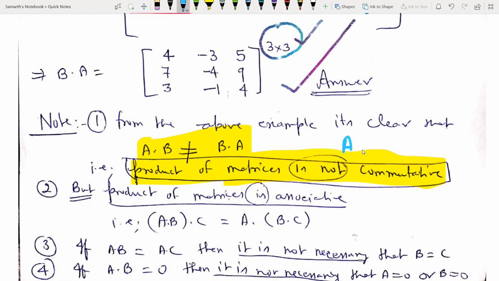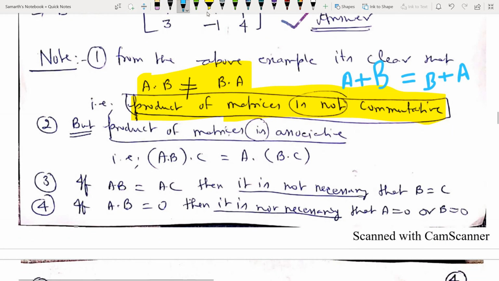Okay, but in case of matrix addition it was associative. In case of multiplication also it is associative. That is, if you find the product of any two matrices A and B, then multiply that product by the third matrix C, and if you find the product of B and C and then multiply it by A, then both the results will be the same. That means the product of matrices is associative.